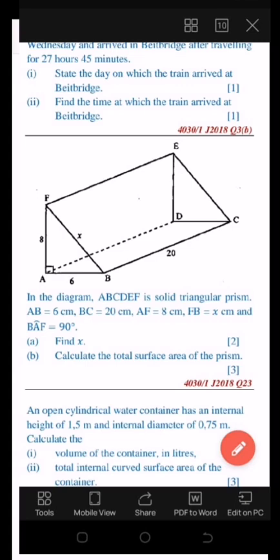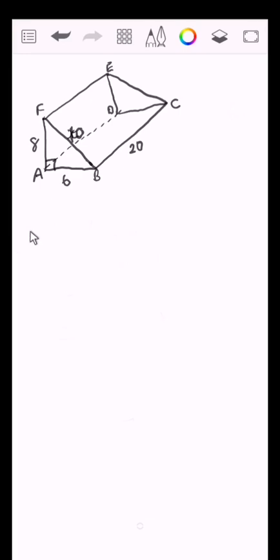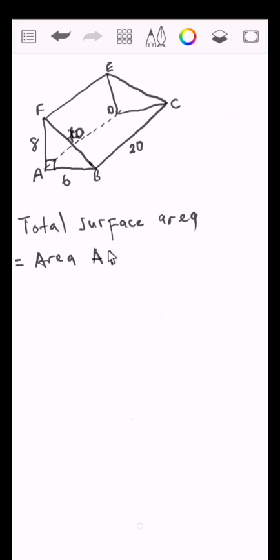Saka takuziva kuti x ndi 10 sanga tinoisa 10 panapa. Toda kutsvaga the total surface area. Saka total surface area, the total surface area iri equal to area ye triangle ish and plus area ye triangle E. Satogona kuti area gatiti ABF. But katarisisa tichaona kuti area ABF yakafanana ne area EDC.